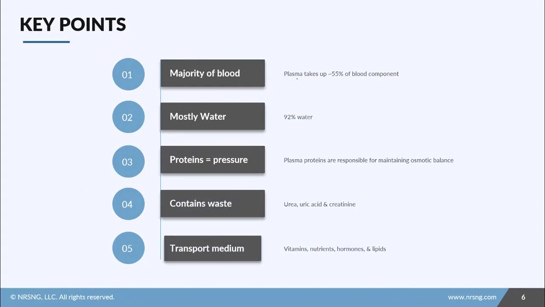All right, so let's recap. Plasma is the majority of the blood component. It takes up about 55% of that total blood volume. The other 45% is made up of red blood cells, white blood cells, and platelets. Plasma is made up also of about 92% water. And then those plasma proteins are responsible for maintaining the pressure and the osmotic balance.